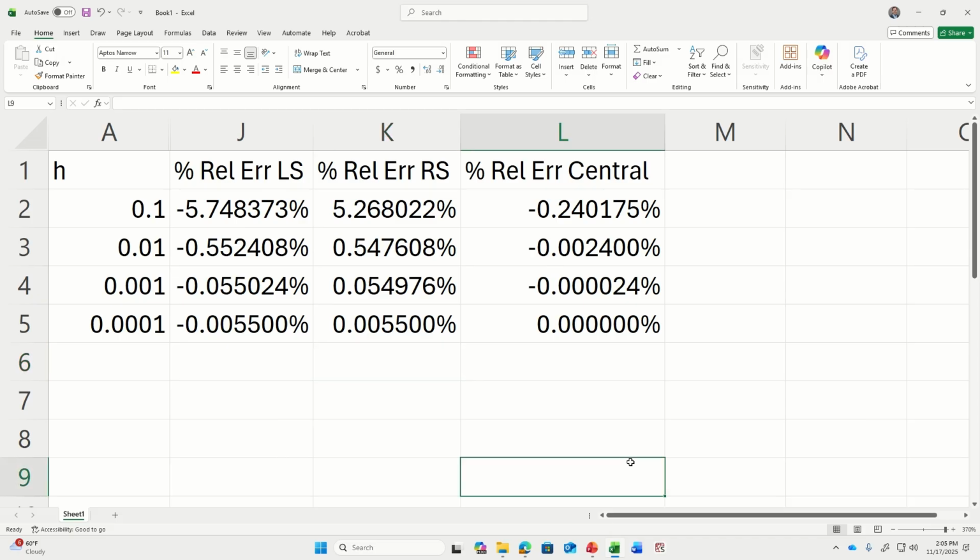As I'm making h smaller, all of these approximations are getting better in that the error is shrinking, right? Shrinking to 0. You start off with pretty bad error in your left side and right side approximations, but it gets better as you make h smaller. But the central approximation starts off pretty good and gets really, really good really fast.